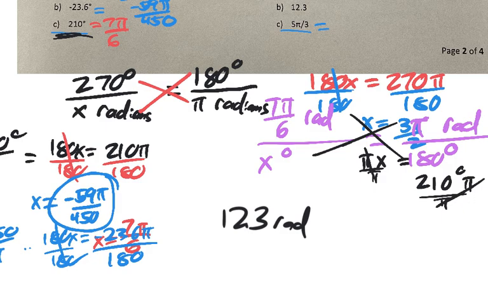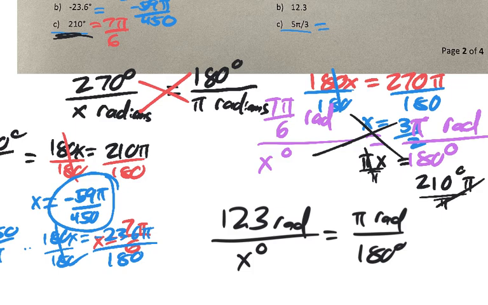12.3 radians. I want to know what is that in degrees. That's going to be equal to pi radians over 180 degrees. Cross multiply. So I've got pi times x equals 12.3 times 180. My brain doesn't want to do that this early. 12.3 times 180 is 2,214. And now divide by pi.